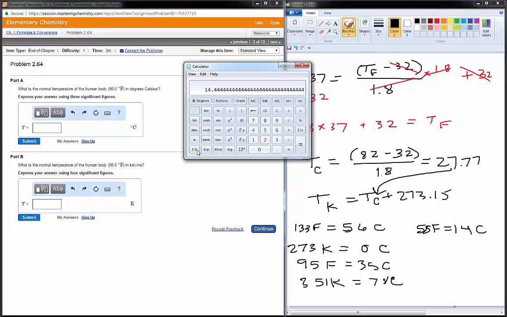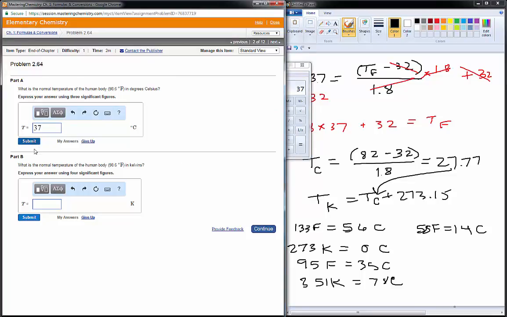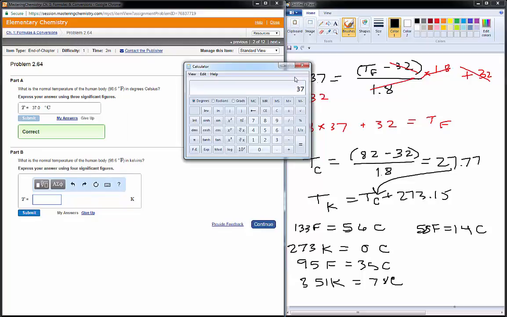Here we're going to do the same thing that we just did, except now we're going to do it from the human body temperature. If it's 98.6 Fahrenheit, what is that in Celsius? Well, here's our equation: 98.6 minus 32 divided by 1.8 gives us 37 Celsius. And then what is that in Kelvin? If I already have the Celsius, I remember that the temperature in Kelvin is equal to the temperature in Celsius plus 273.15. So that's going to be 310.